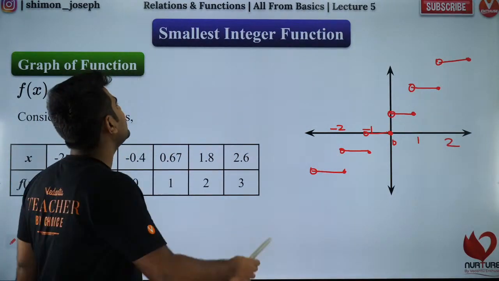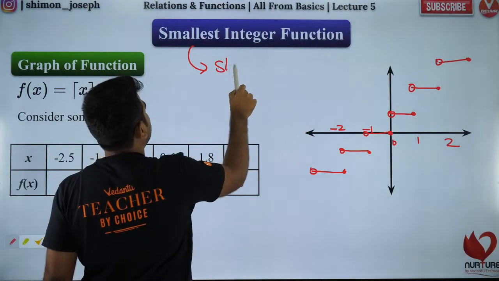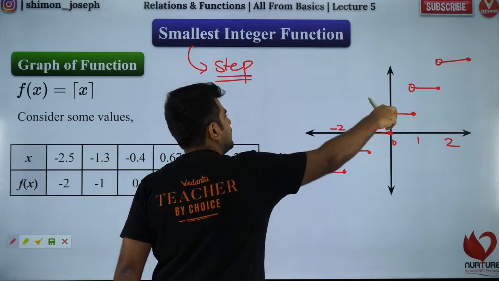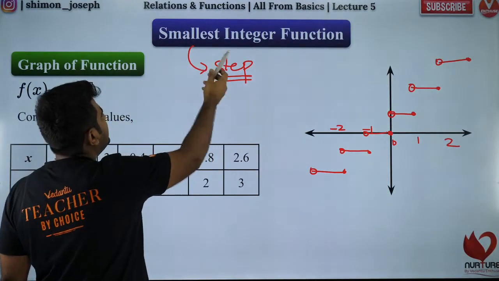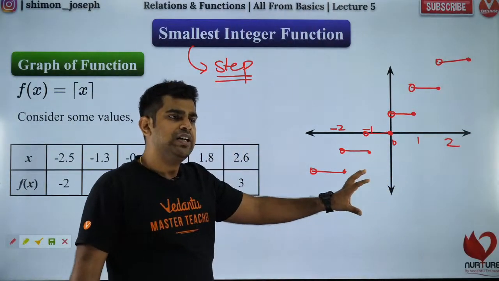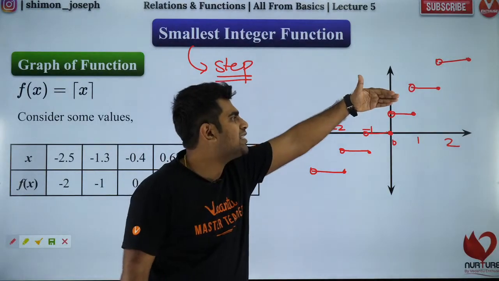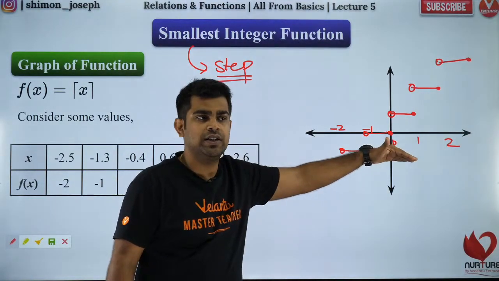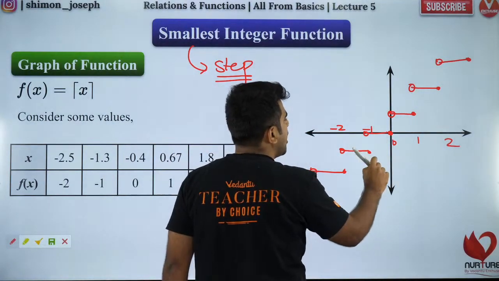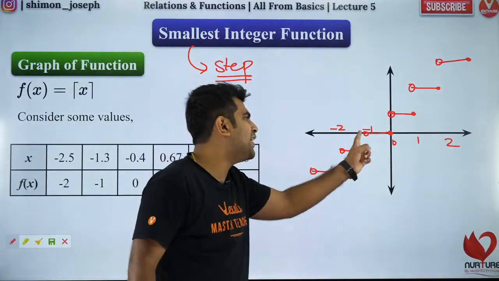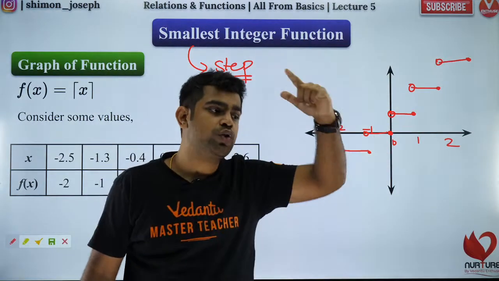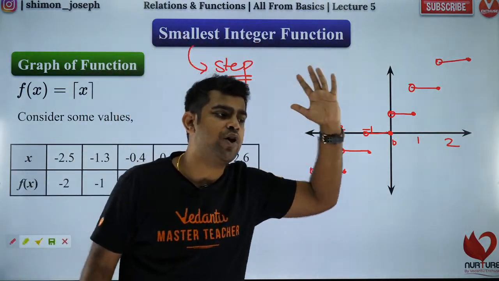Exactly. So the smallest integer function is also going to have the graph of a step function. That is also going to look like steps. Even the greatest integer function will also look like a step, but it is not exactly the same. It is going to be one lesser. It will just be pulled down by 1 unit, and these open and closed dots will reverse. That is what the greatest integer function is. So please go back and check my videos in case you have not understood it.